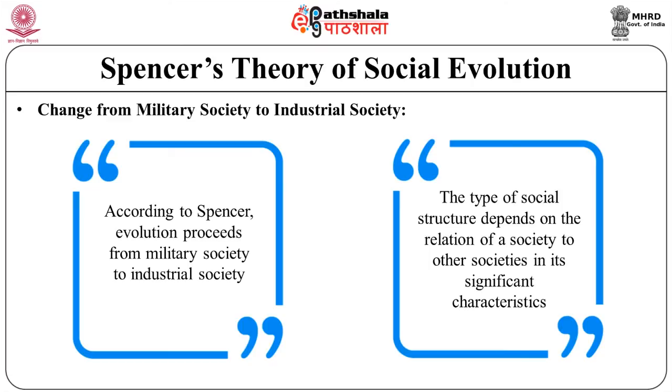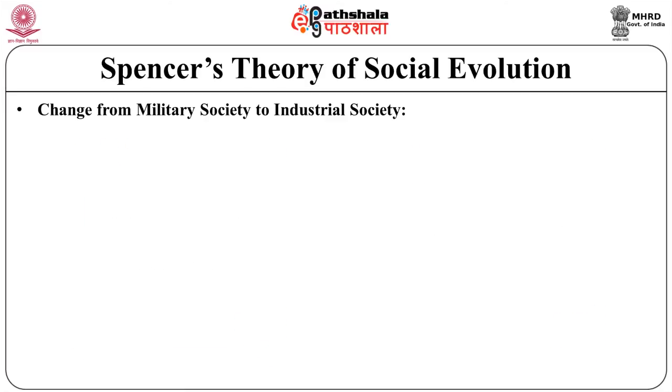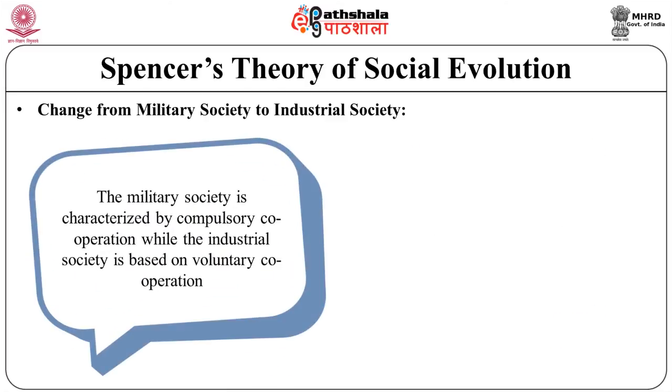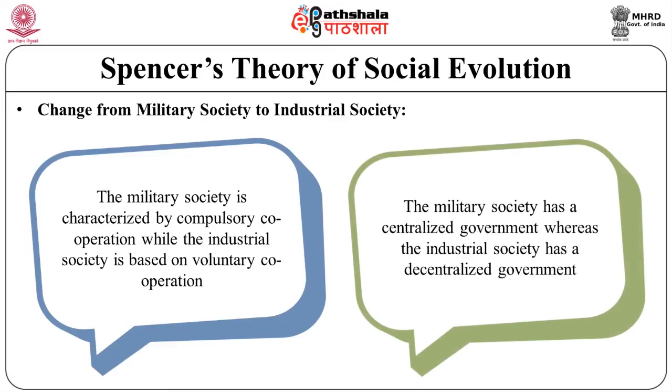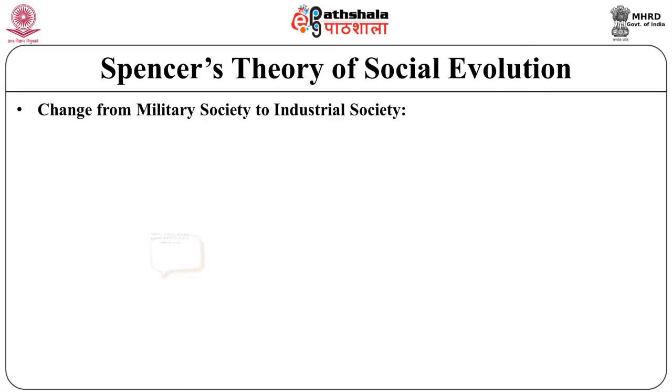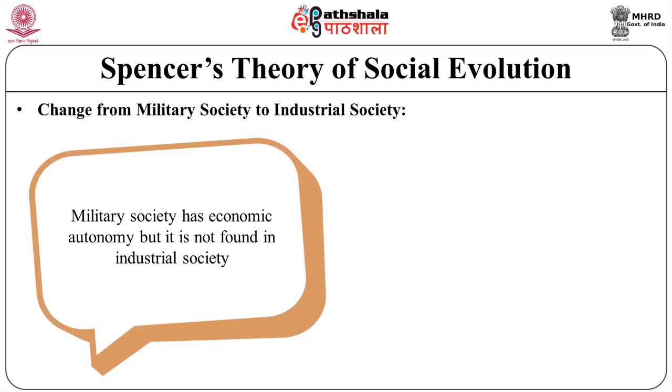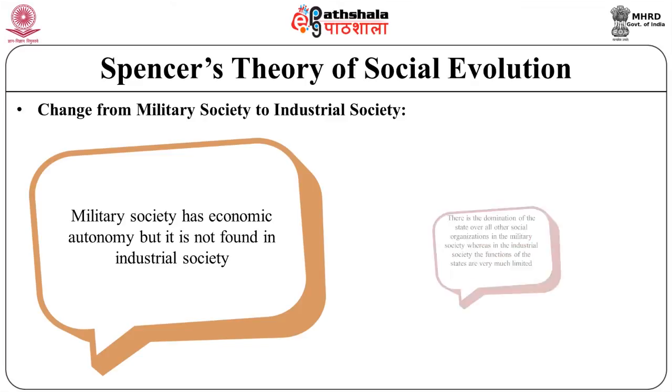The type of the social structure depends on the relation of a society to other societies in its significant characteristics. The military society is characterized by compulsory cooperation while the industrial society is based on voluntary cooperation. The military society has a centralized government whereas the industrial society has a decentralized government. According to him, the military society has economic autonomy but it is not found in the industrial society.